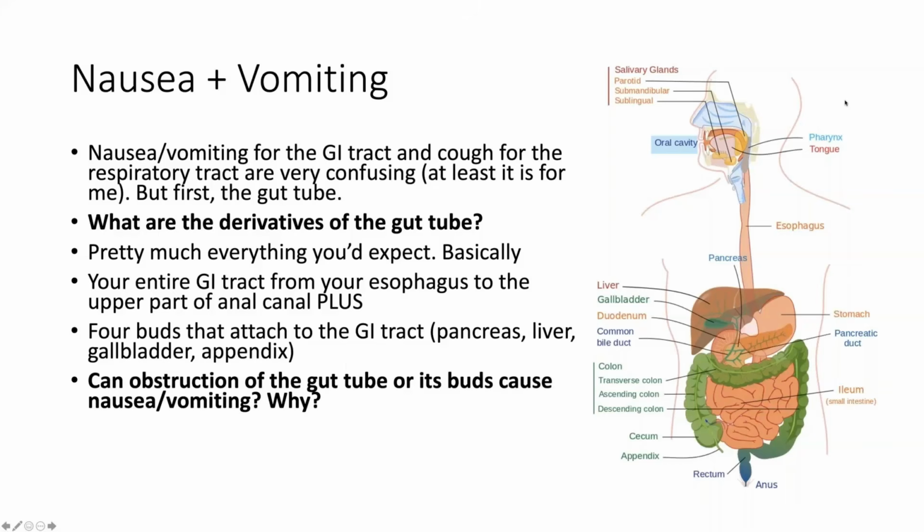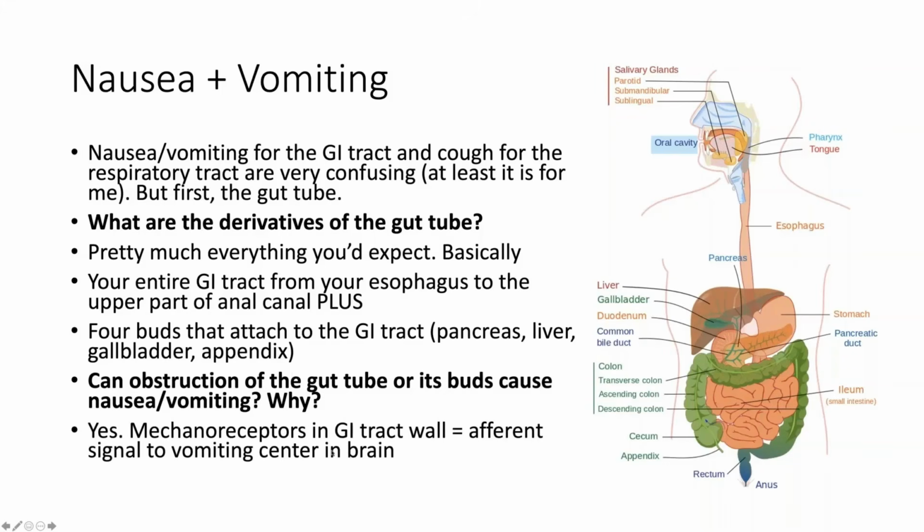Great. And so, Feluke, can obstruction of the gut tube or its buds cause nausea/vomiting, and why? Yes, it can, since there's going to be pressure. Yeah, exactly. So there are mechanoreceptors, right, that sense pressure, as you said, in the GI tract wall. This forms the afferent signal to the vomiting center in the brain.